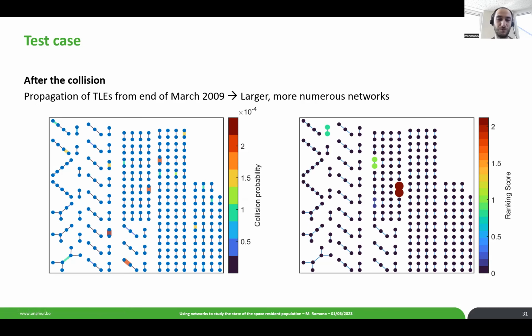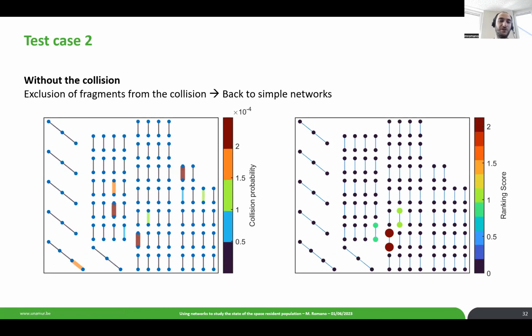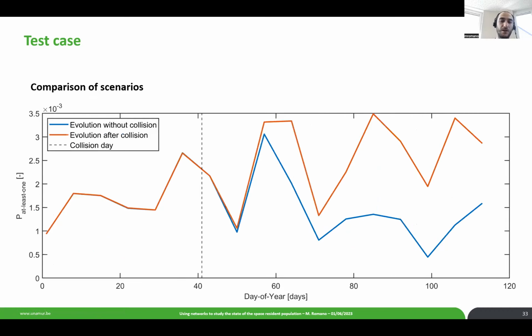However, what is nice is to consider what would have been without the fragmentation. If we remove the fragments from the collision, we are back to the same situation as before. There are a few more components because there have been a few launches in the meantime, but the networks are still simple. The probability of collision and the ranking are very low. So it's nice to study what would have been and what was, with and without the collision.